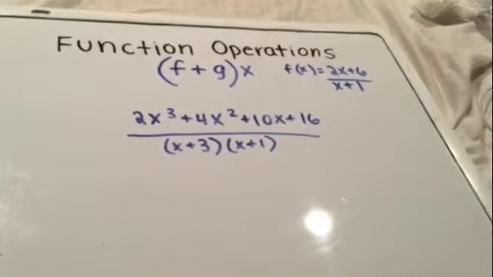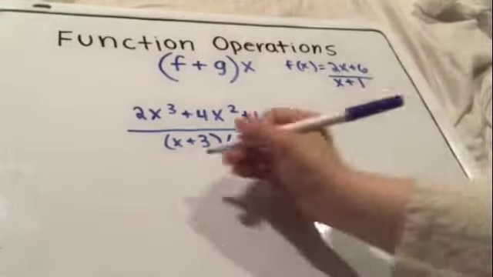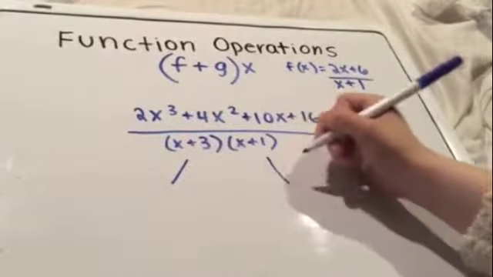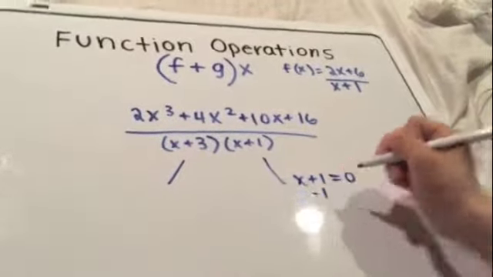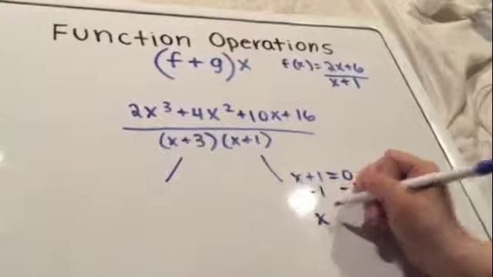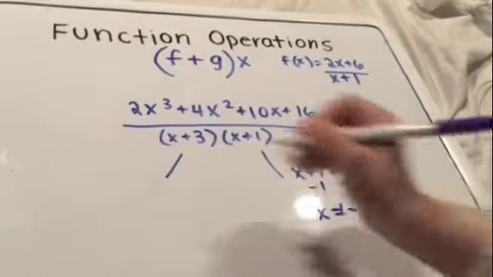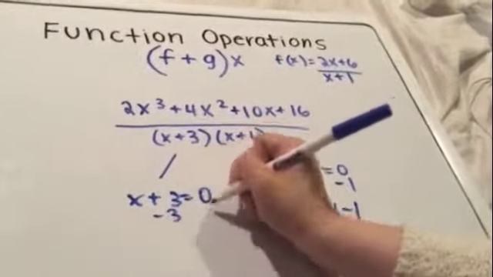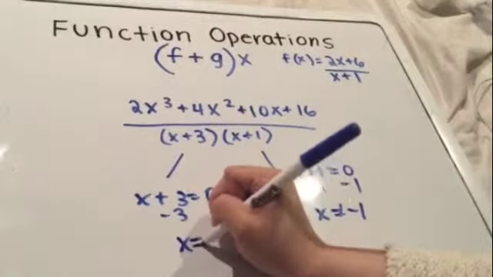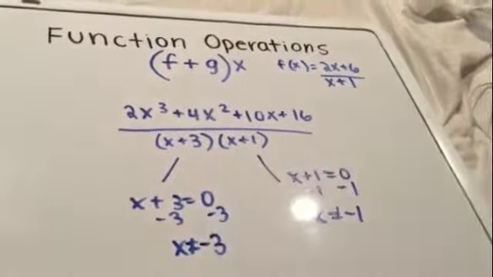Now, this is our final answer, but we still need to find the domains. We're going to set both of these equal to 0. We got x plus 1 equals 0. We're going to subtract the 1 from both sides, and we know that x cannot be equal to negative 1. We'll do the same thing here. X plus 3 equals 0. Get rid of the 3, and we get x cannot be negative 3.